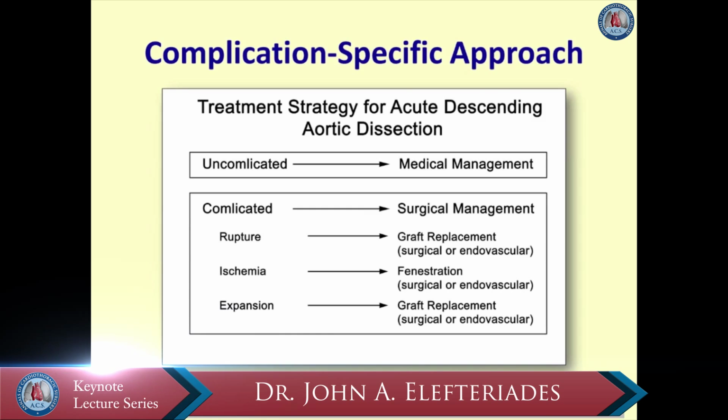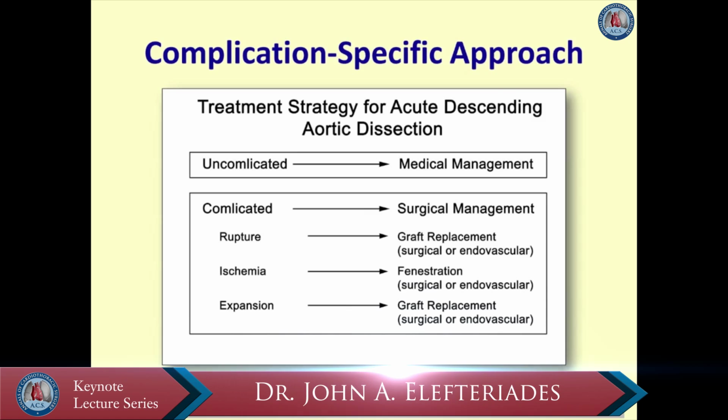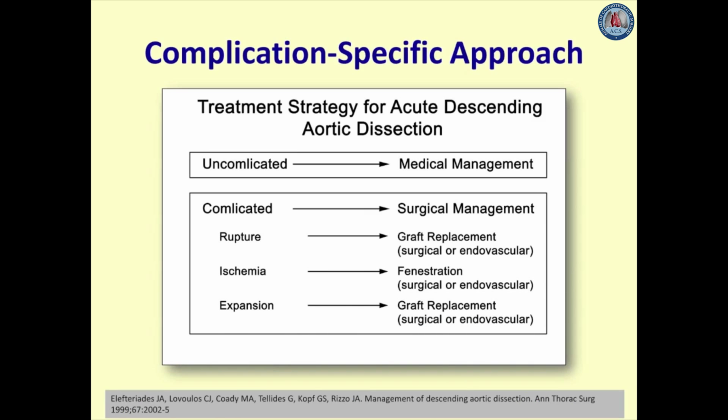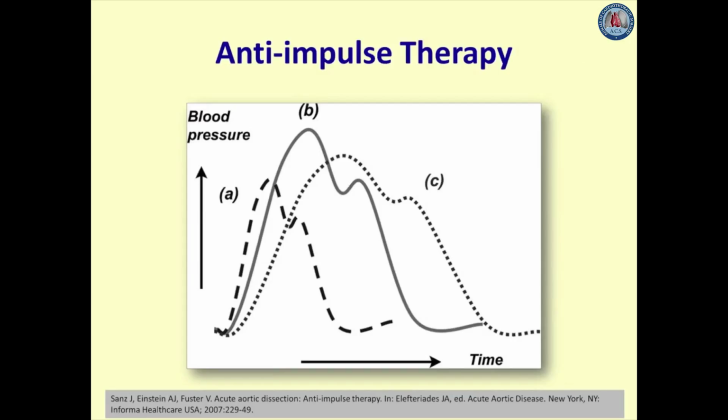However, for organ ischemia, we found through a relatively large experience that the fenestration procedure worked very, very well. And we'll examine that technique in the slides to come. In this era, fenestration can be done in the cath lab by interventional means. It can also be accomplished in about 90 minutes in the operating room before the cath lab team even has a chance to get to the hospital. For the uncomplicated patients, the anti-impulse therapy is important.